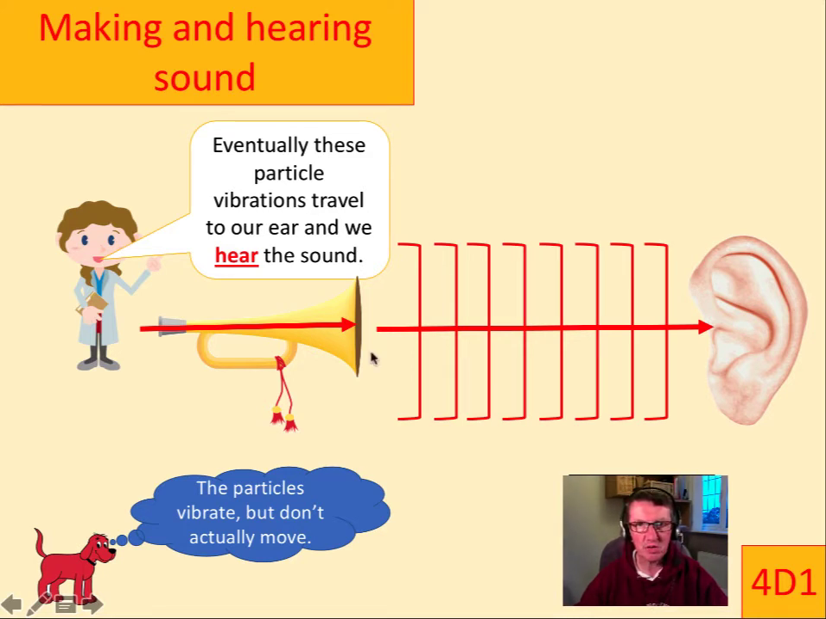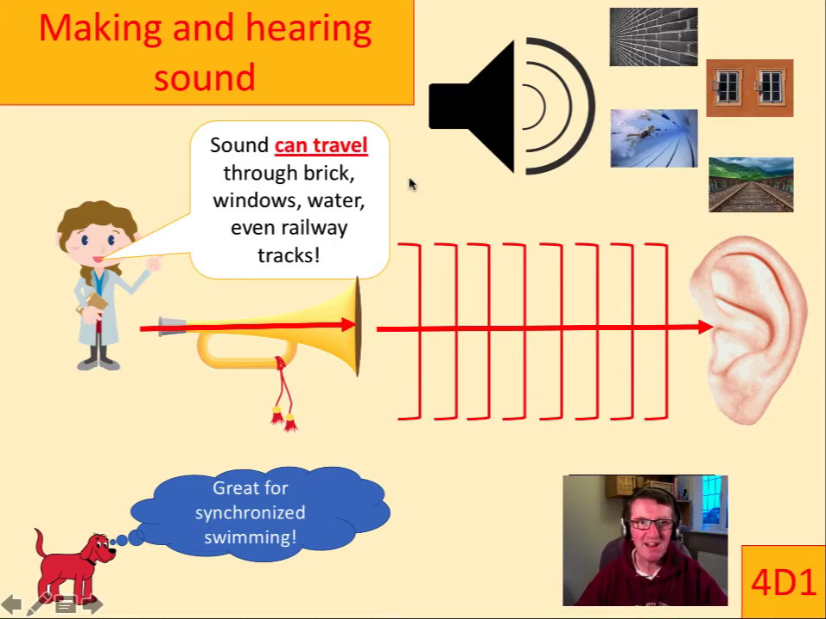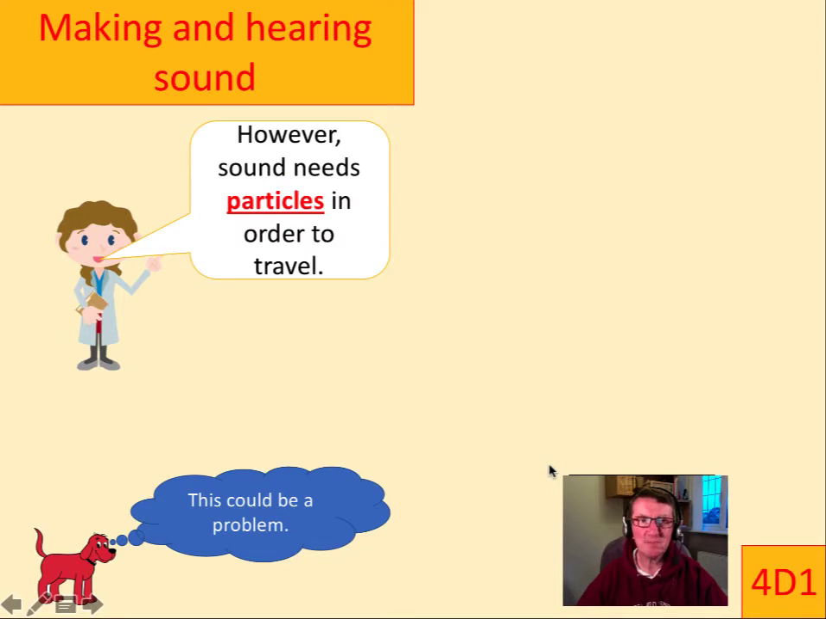side to side. Okay. Now, sound can travel through brick, it can travel through windows, travel through water, even along railway tracks. In fact, it travels quickest along railway tracks, amazingly. And it's so important it travels through water, because if you are doing synchronized swimming, you can hear the music. Very important. Now, sound needs particles in order to travel.